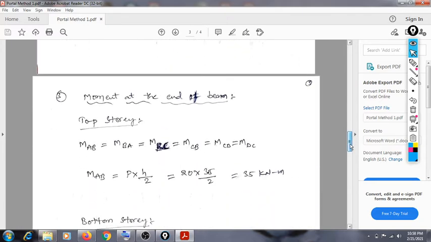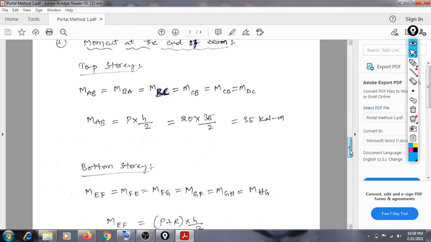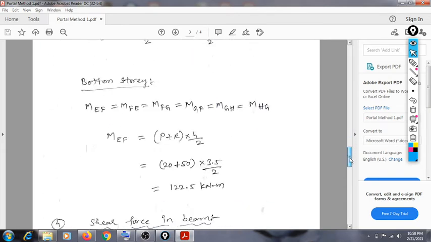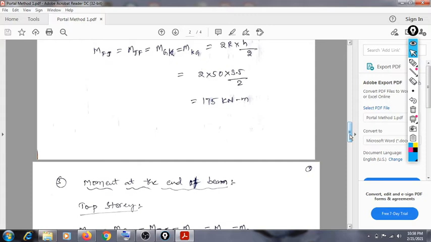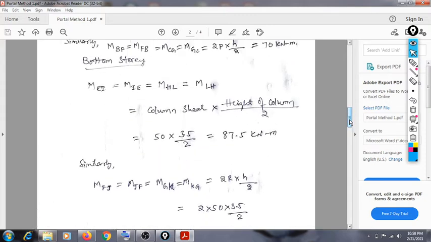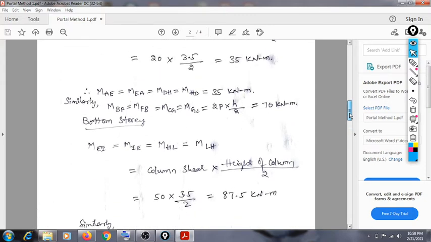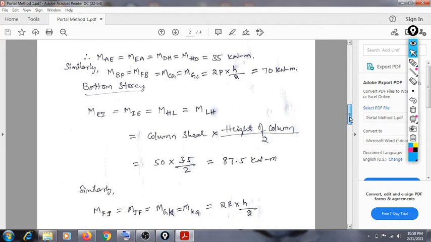So the moment at the bottom story's column: when you look at it, we get M_EI and M_IE as discussed just now, the same column shear into height of column by 2, 50 into 3.5 by 2. We get 87.5 kilonewton meter.